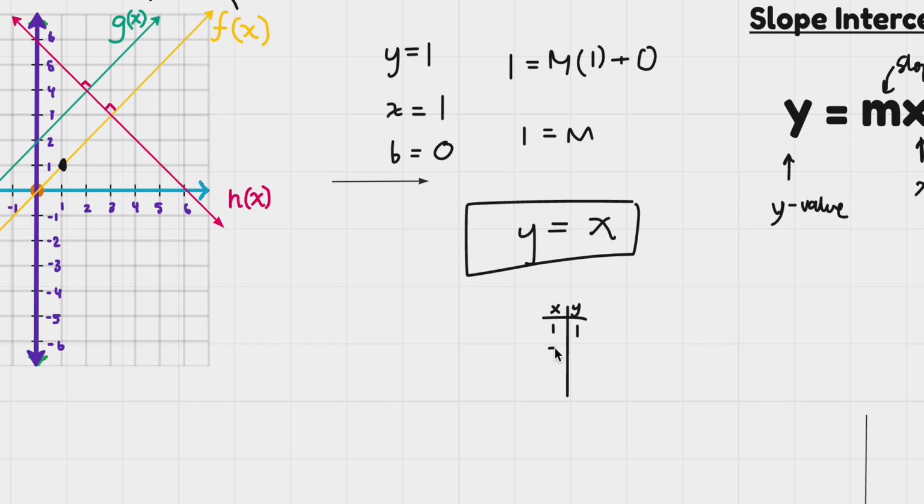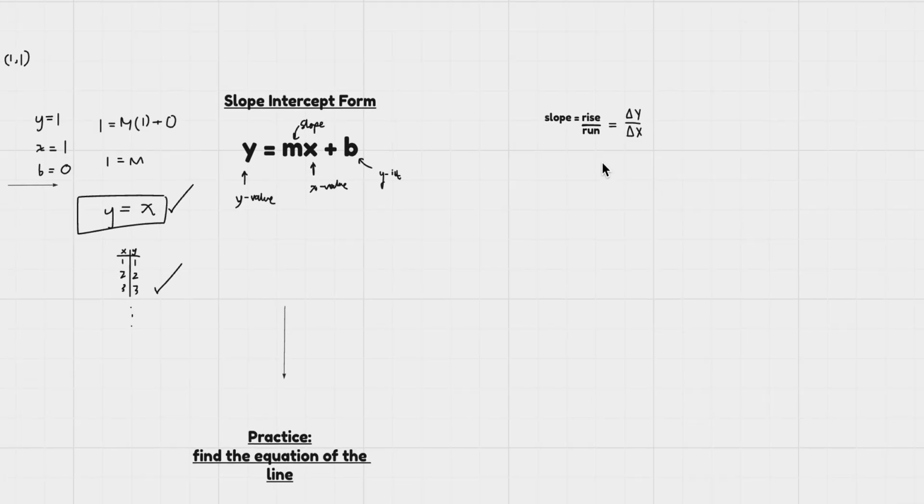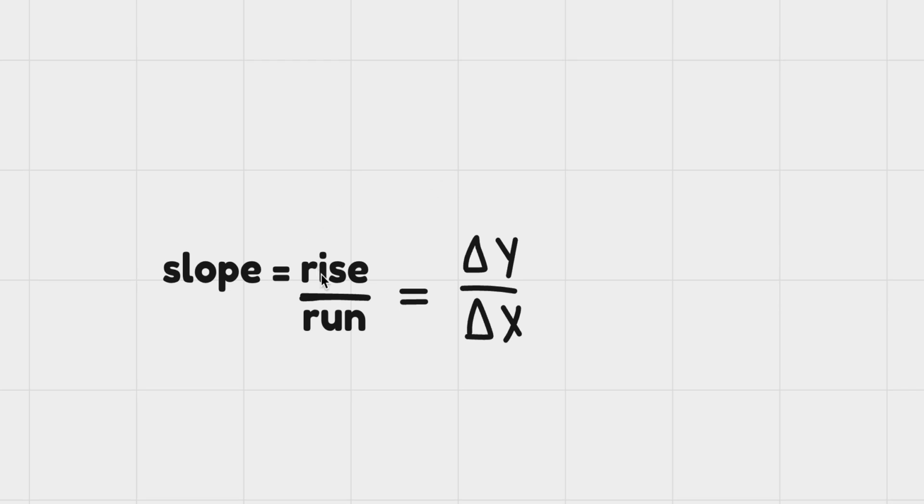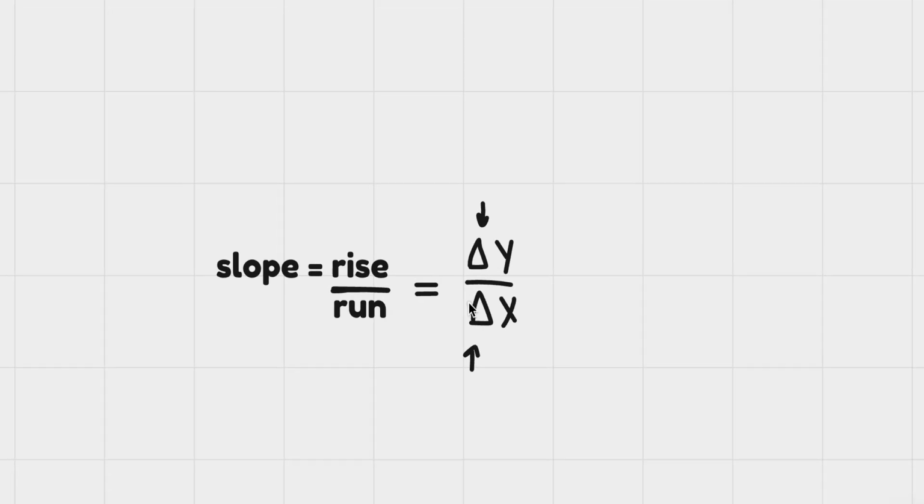And so we get 2, 2, 2, 2, 3, 3, 3, 3, and so on. It goes on forever. And so it works out, and so we know that this equation is correct. And by the way, if you don't know how to find slope, it is basically just rise over run, which is delta y over delta x. This just means the change in y over the change in x, which is this symbol here. It's called delta.